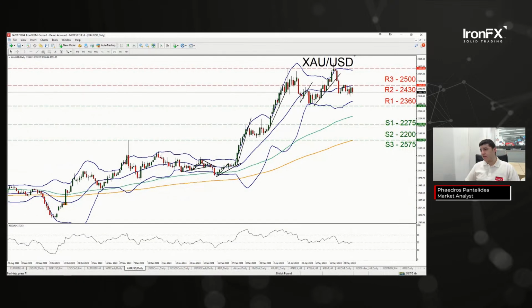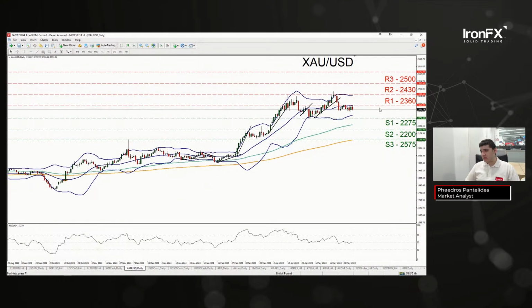Onto gold, it appears to have moved in a relatively sideways bias. As you can see, we're keeping our support and resistance levels the same. Now it is fluctuating and staying near the R1 level of 2,360. Despite it remaining close to R1, I wouldn't be bullish. We would maintain a sideways bias as long as it doesn't break below 2,275. But even then, if it does move towards this level and breaks below, I would maintain a bearish outlook.